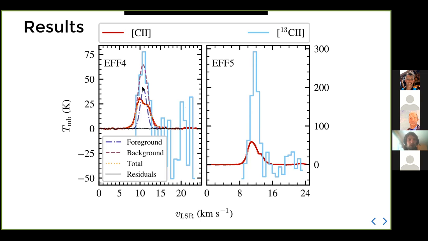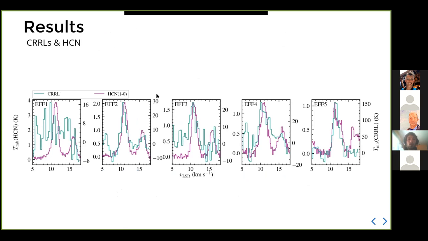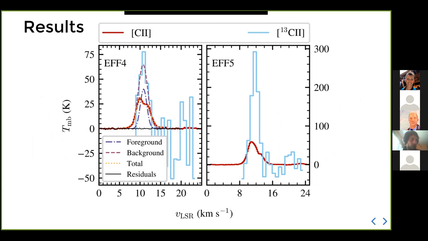And in this particular case, Effelsberg 4, we also see that we can decompose the C+ profile into a self-absorbed profile. That means we have a background emission and a colder component in front, and the colder component is basically absorbing the emission from the back. So we have, in this case, this dashed line showing the background and the dot-dashed line showing the foreground, and that gives us this orange line, so it reproduces very well the absorbed profile if we consider self-absorption. And then we'll use all this information later to derive gas properties by comparing the C+, 13C+ and the carbon radio recombination lines.